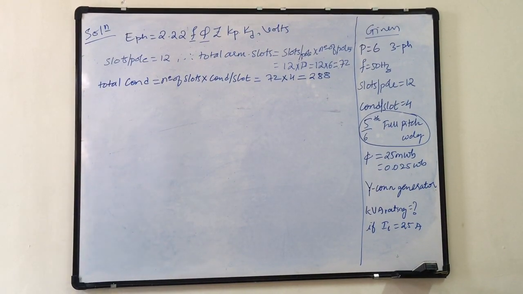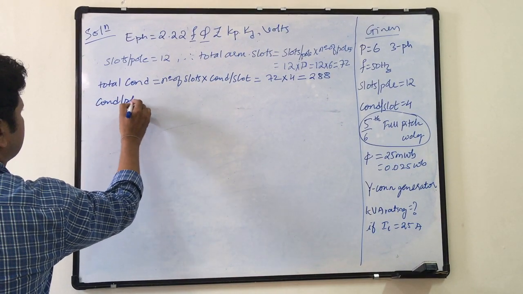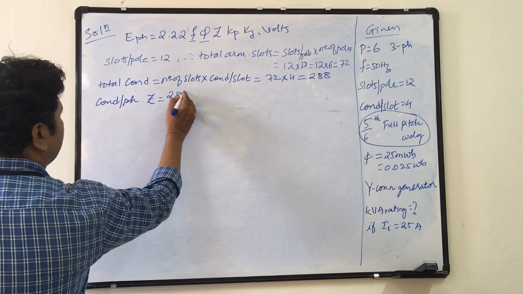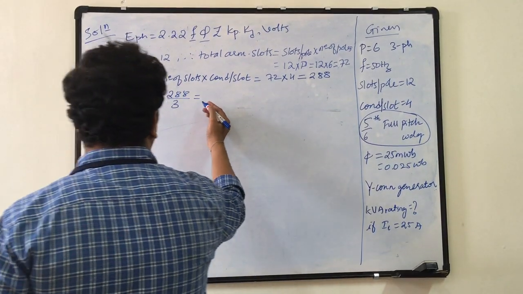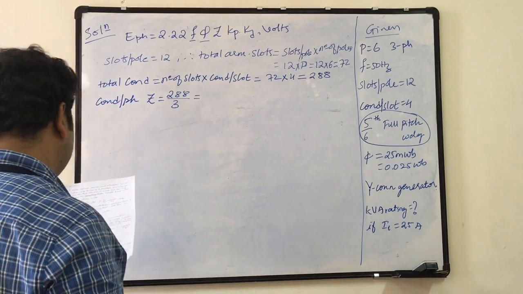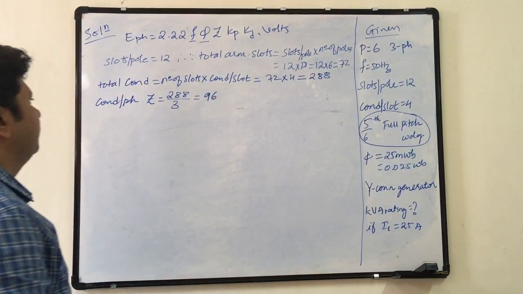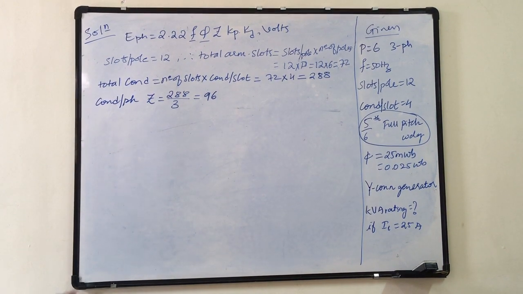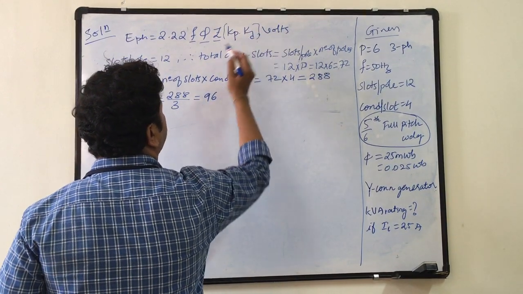Now what are conductors per phase? Z is equal to 288 divided by 3, per phase I need. So this will be 96, I think. Yeah, this will be 96. Okay, so these are 96. So Z, I got the value of Z. Now I need to find out what are Kp and Kd.